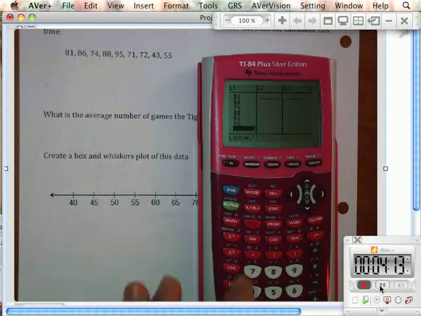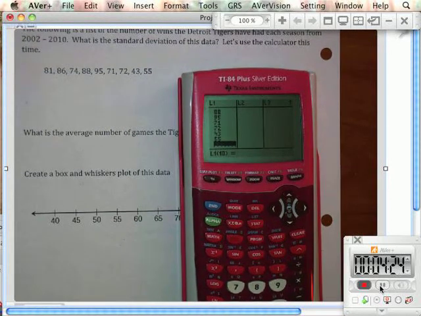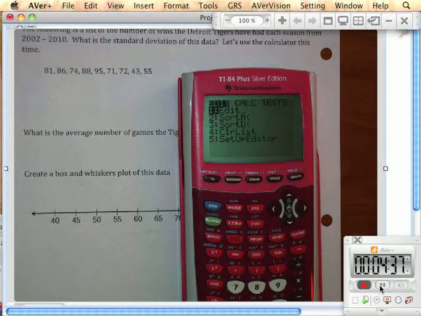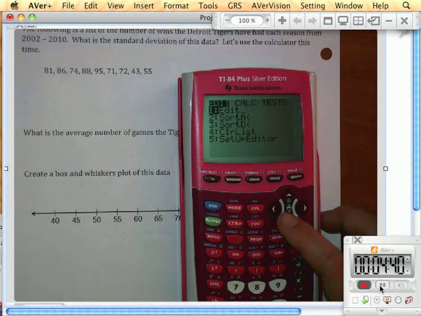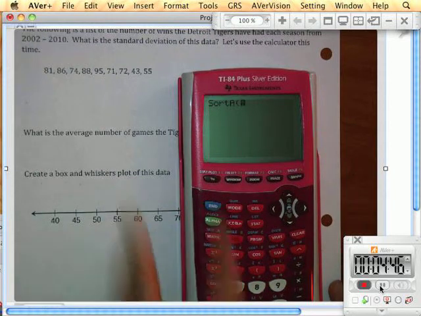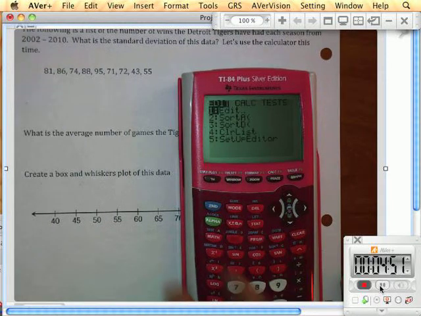And then you hit sort. Okay, so they're not in order right now. I would like them in order. You guys remember how to do that? Let's put them in order because you're going to need them later. So you go back to Stat Edit and SortA, and then just put the list in. And then it's done, and you go back to your list, and they'll be in order. So they're in order now.